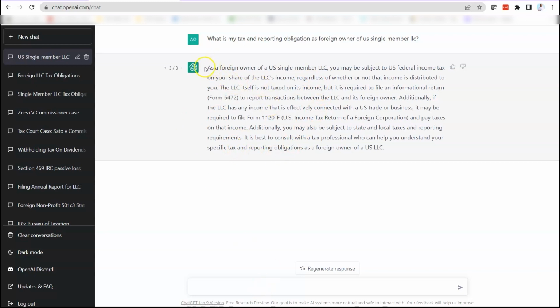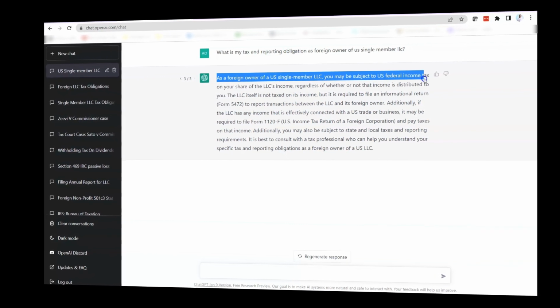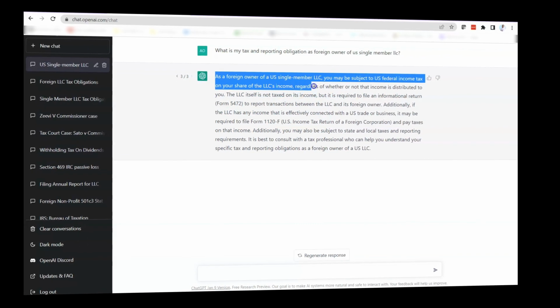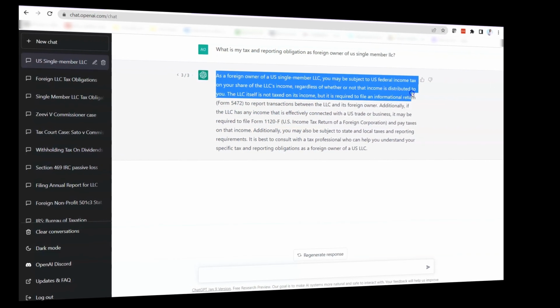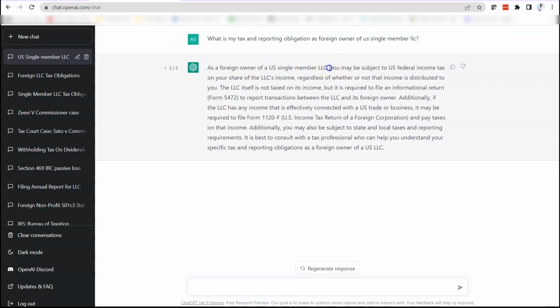Okay, so let's start. As a foreign owner of a U.S. single member LLC, you may be subject to U.S. federal income tax on your share of the LLC's income, regardless of whether or not the income is distributed to you. So here, I also like the fact that it says you may. It's using language that doesn't make it certain that you have to pay taxes, but it says you may.